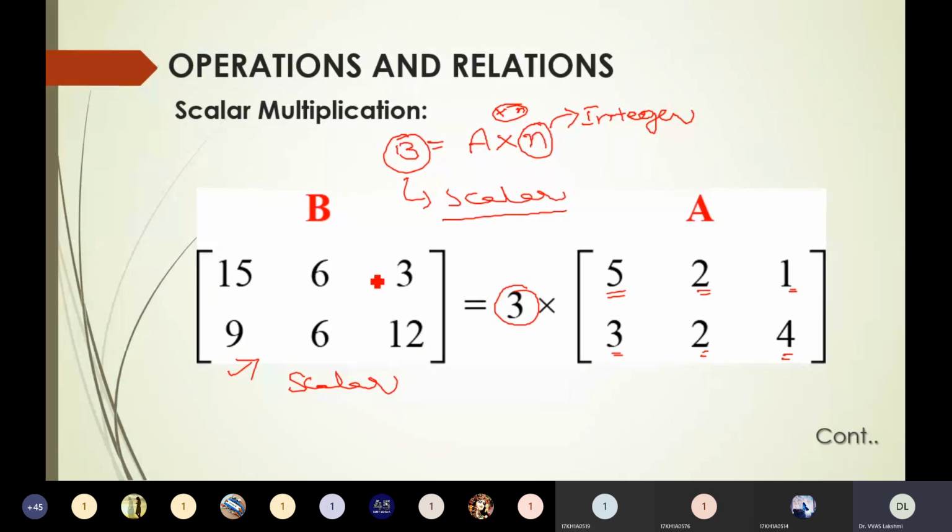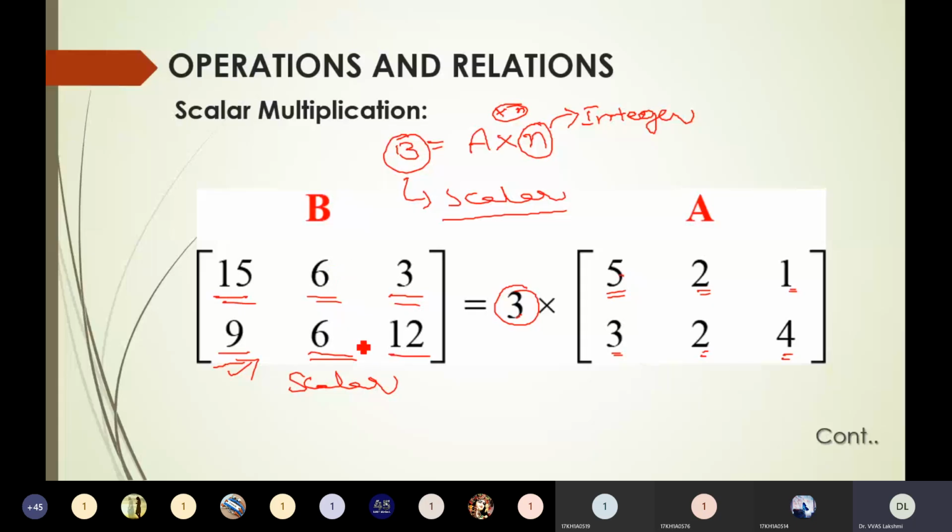So here 5 is multiplied by 3, we will get 15. 2 is multiplied by 3, 6. 1 is multiplied by 3, 3. 3 is multiplied by 3, 9. 2 is multiplied by 3, 6. And 4 is multiplied by 3, 12. So this matrix is said to be a scalar matrix.